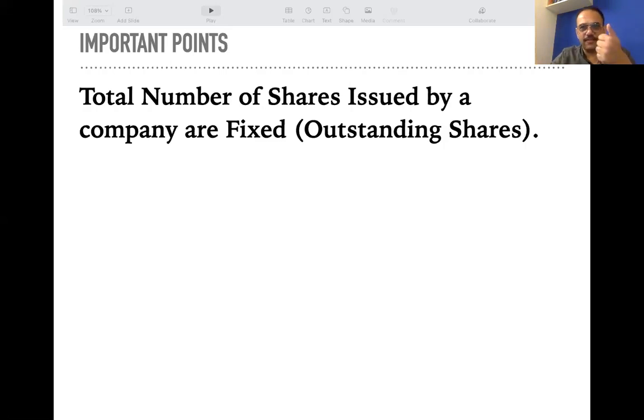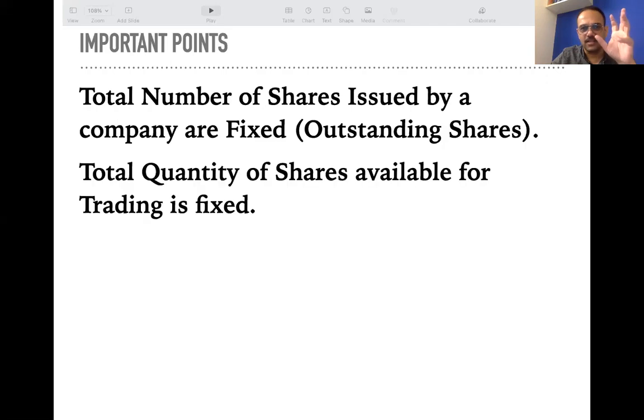Everyone okay? Can I have a yes if you're okay with this concept? Right? So the total number given out by the company is limited. In the stock market, the total quantity of shares available for trading is fixed. It will not change on a day to day basis unless the company comes with a secondary public offer, which sometimes happens once in 5 or 6 years. So for that many years it stays the same.